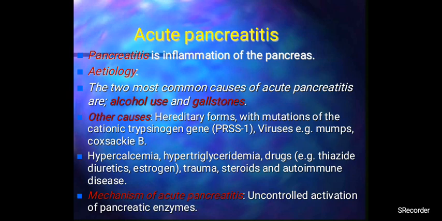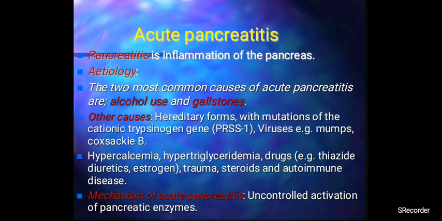To begin with, pancreatitis is basically the inflammation of the pancreas, and the most common causes of pancreatitis are chronic alcohol use and gallstones. Those are the main causes of pancreatitis. The other minor causes can be viruses like mumps virus, coxsackie virus. It can be use of drugs, trauma, steroids, it can also be autoimmune diseases, but the main causes are chronic alcohol use and gallstones.